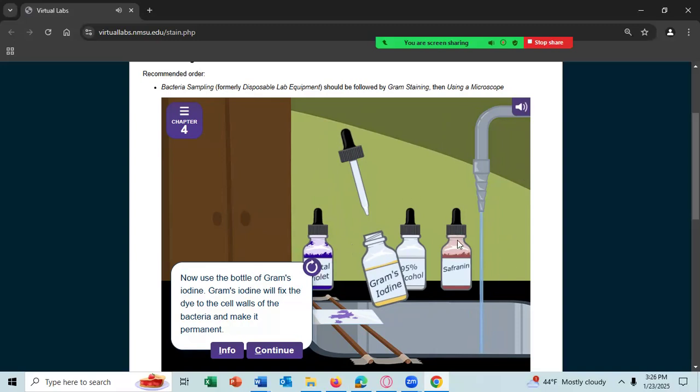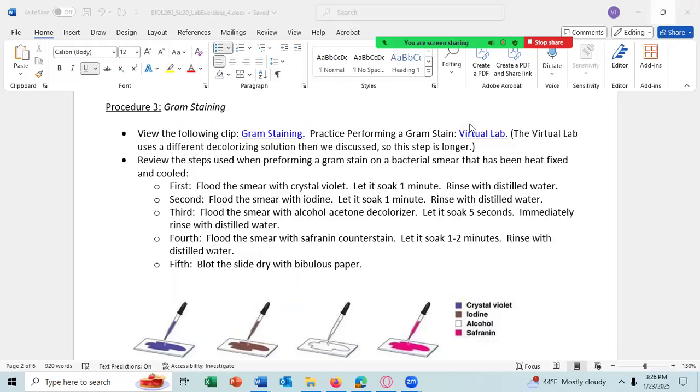This is how you go through the gram stain. Please go through this because it'll actually take you through all the steps of the gram stain. Any question about the virtual lab? You do need to know how to do the virtual lab, so please go through it. You do need to know the gram stain, and the virtual lab will go through the procedure with you. Here we're going through the gram stain. Oh, where's my mouse? Oh, shoot. There it is.